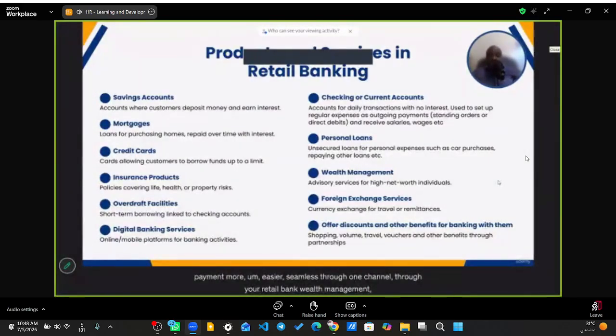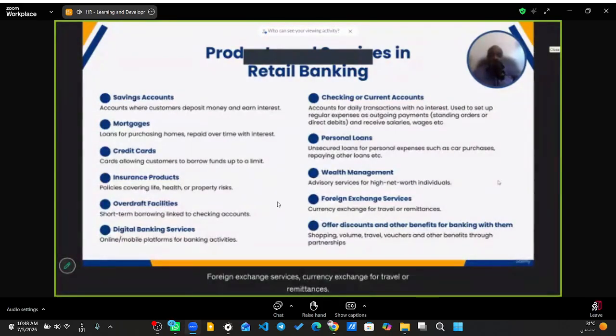Wealth management, where people who are customers of a retail bank have significant sums of money retained there. Normally they'll propose you speak to someone who can manage your wealth, help you decide how to invest it, or get the best out of it. Advisory services for high net worth individuals usually come to the retail banking segment as well.